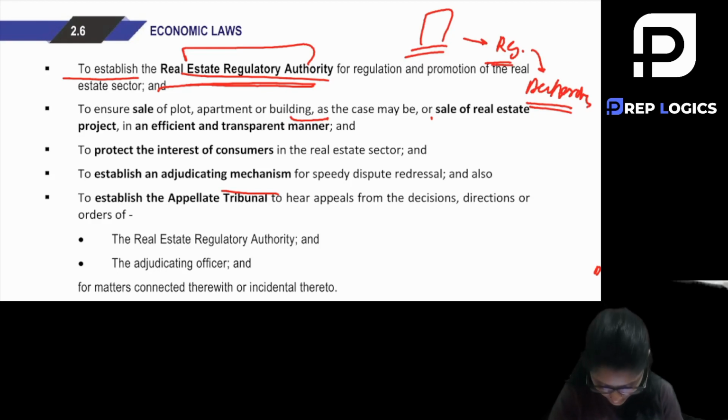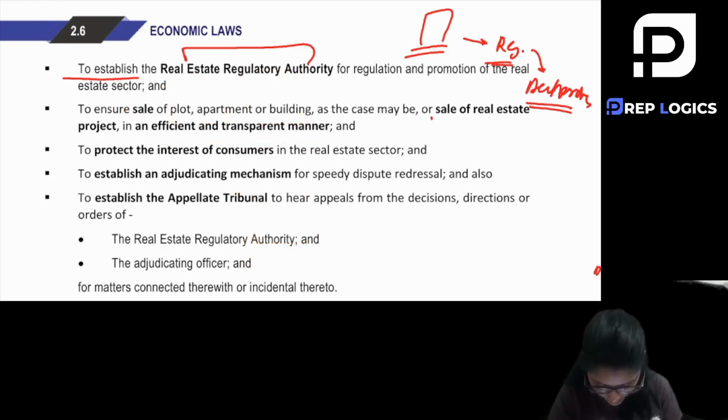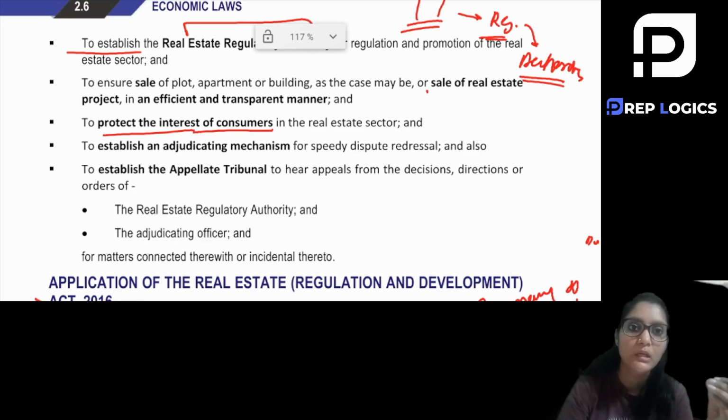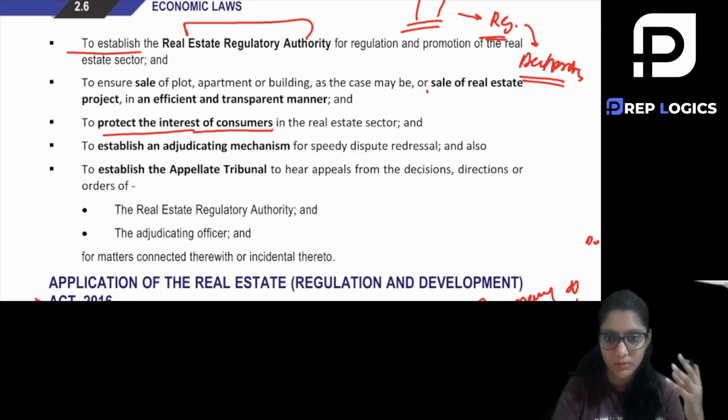To ensure the sale of plot, apartment, building, etc. in an efficient and transparent manner. All the sales, purchases and making of buildings should happen in an efficient and transparent manner. Now, to protect the interest of the consumers, that if you are giving the money, your money should be safe, your money should be invested for what you have given the money.